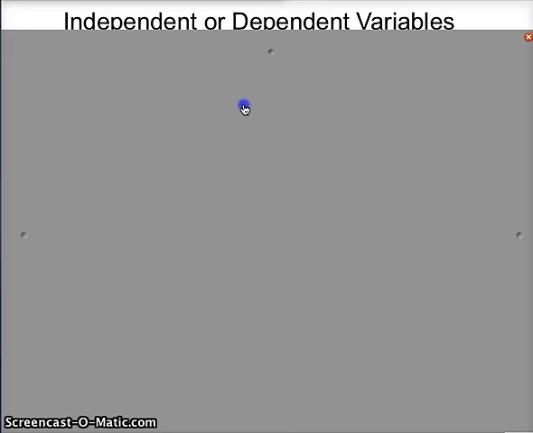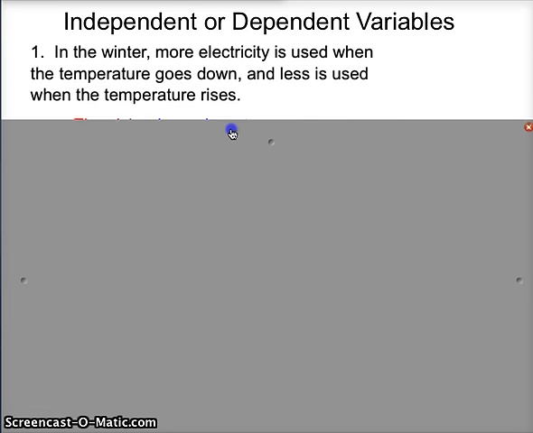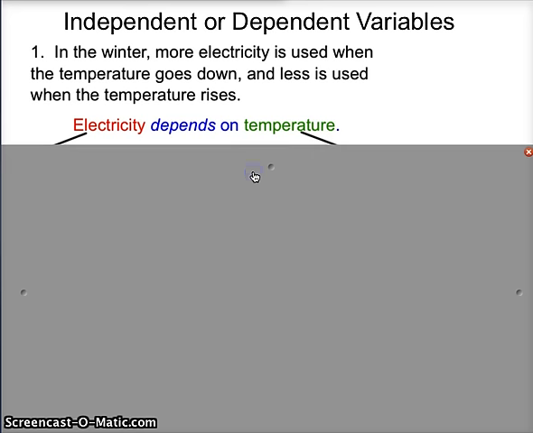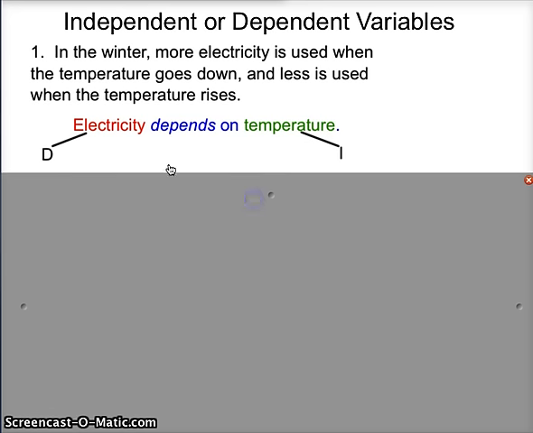And now we're going to talk about independent and dependent variables. Let's look at some situations. In the winter, more electricity is used when the temperature goes down and less is used when the temperature rises. We have to decide which is the independent and which is the dependent variable. Well, electricity depends on the temperature. Therefore, the electricity is the dependent and the temperature is my independent variable.